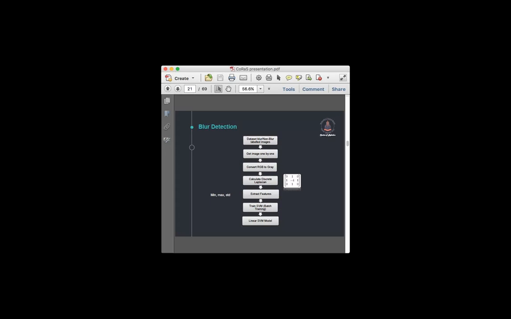We get the images one by one. We convert the RGB image into gray. We calculate a discrete Laplacian based on the mask that you can see on the slide. We extracted statistical features like mean, max, and standard deviation. We trained an SVM with batch training based on these features, and we used a linear SVM model to detect the blur. Next slide, please.